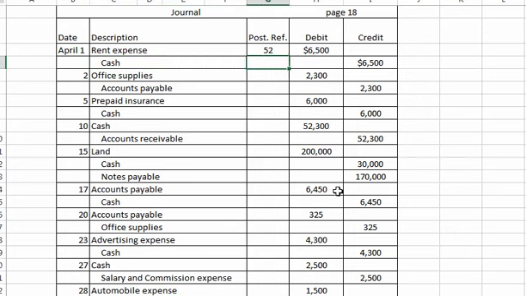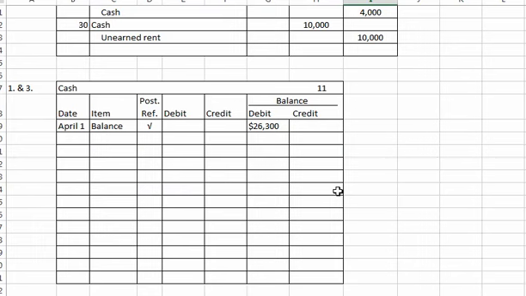On the 1st, it's still the 1st, right? So on the 1st, we had a credit to cash for $6,500. So we'll put in a 1 for the date. You leave the item column blank. We'll put in 18 for the journal page number. It's a credit to cash for $6,500. All right, now we've got a debit balance and a credit entry. Since they're different, we're going to subtract. If you have a debit balance and a debit entry, you add them together. Credit balance and a credit entry, you add them together. But a debit balance and credit entry, or credit balance and debit entry, we're going to subtract.